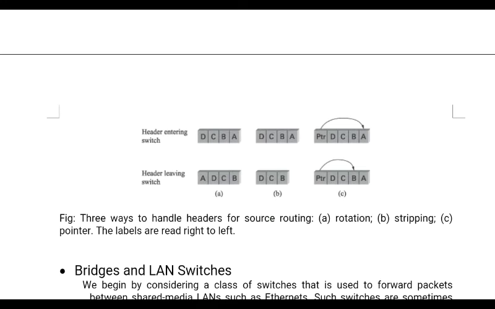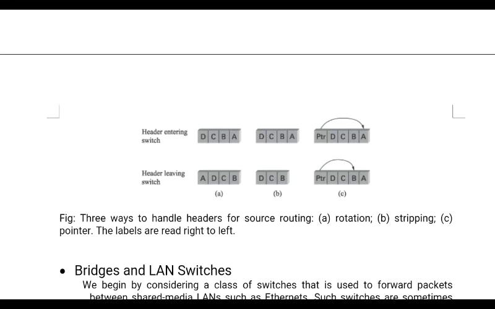So switch 1 is going to forward it on port number A, and then, being rotation based, A is going to be removed from that position and attached at the end. Is that clear? And B is going to be forwarded here. In this way, the next switch is going to forward it on port number B, remove it, and then attach it. C is going to be pushed further. Is it clear? So this is the rotation based one.